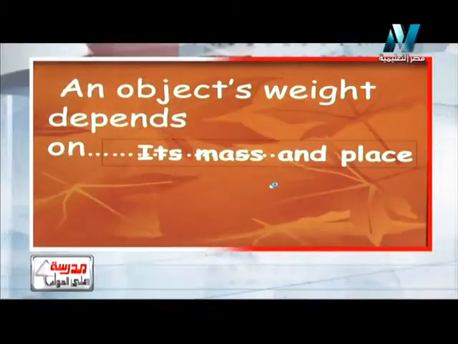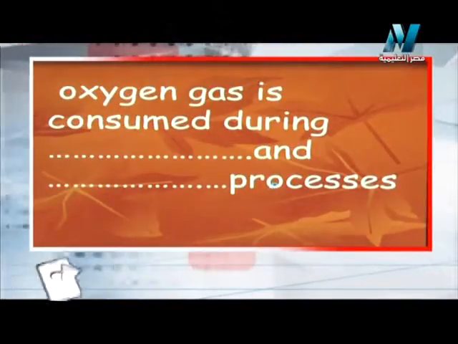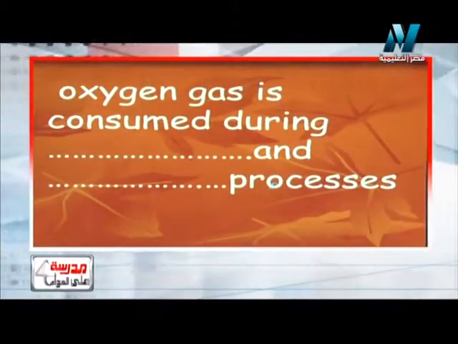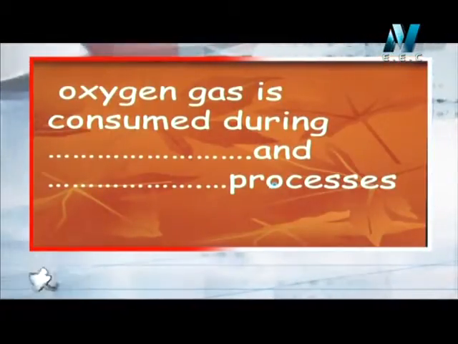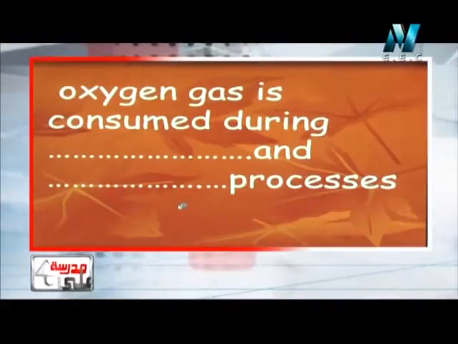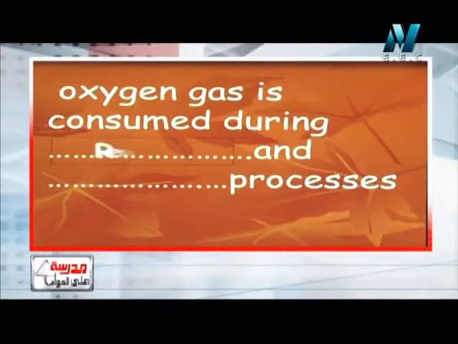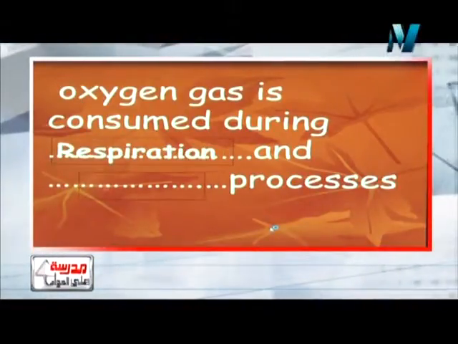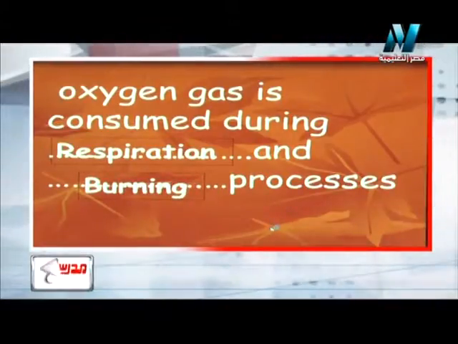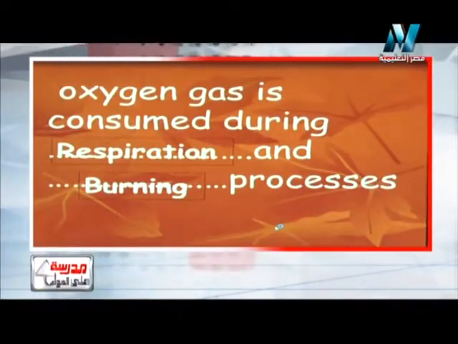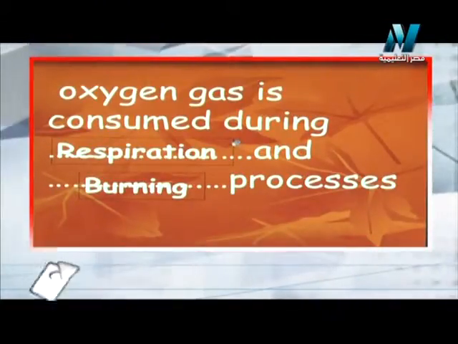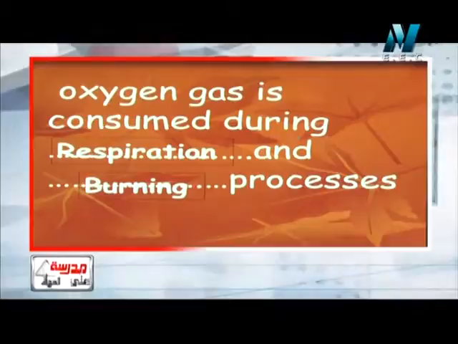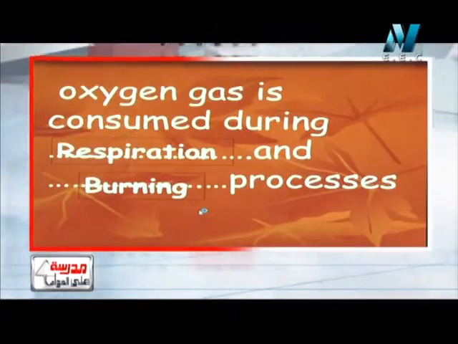Its mass and place. Oxygen gas is consumed during point and point processes. غاز الأكسجين بيستهلك في عمليات زي إيه وإيه like respiration, you know that, and burning or combustion processes. Again, oxygen gas is consumed during respiration and burning processes.